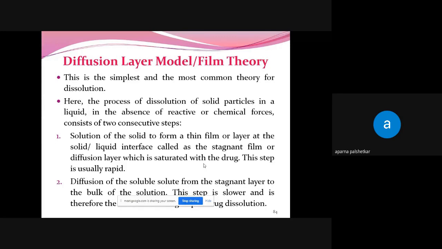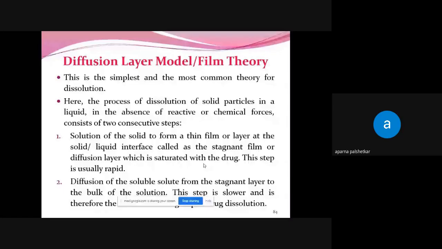Here, what happens is as the solid comes in contact with the GI fluid, at the solid and liquid interface there is a film or a layer, which this theory says should be a stagnant film or a diffusion layer. This layer would contain the saturated amount of drug, and basically the drug coming from the core to the upper layer is rapid.